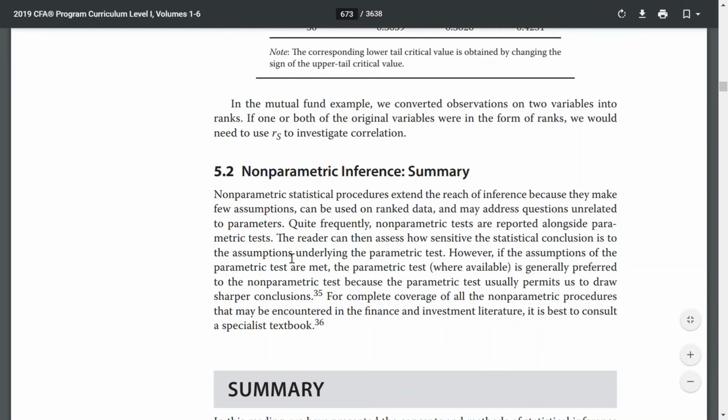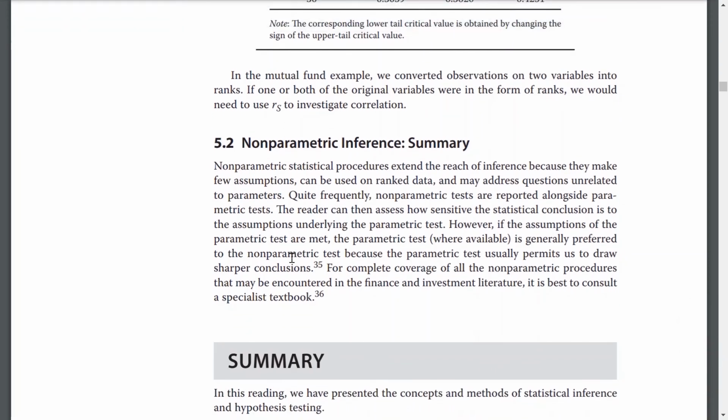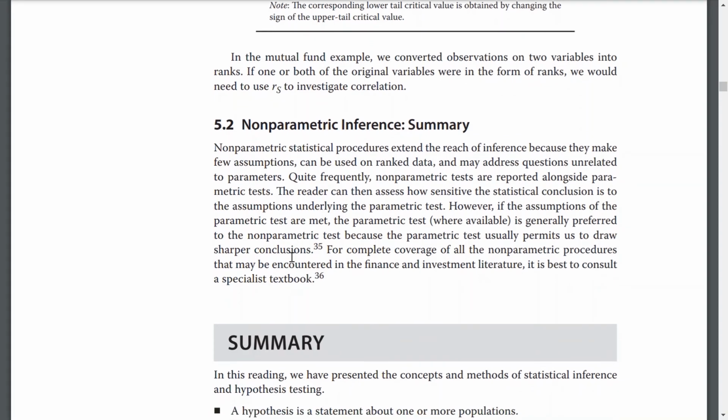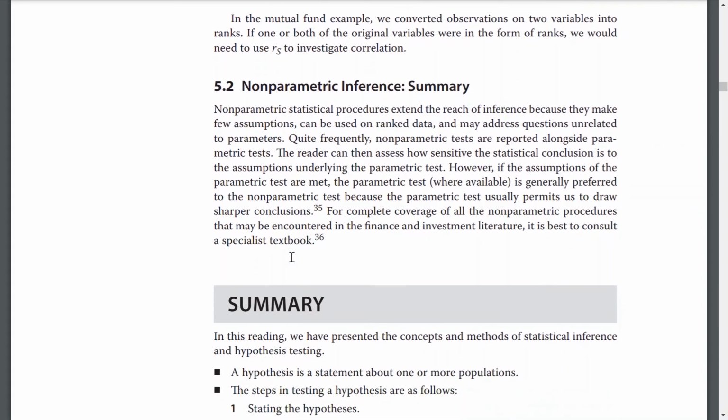Non-parametric inference summary. Non-parametric statistical procedures extend the reach of inference because they make few assumptions, can be used on ranked data, and may address questions unrelated to parameters. Quite frequently, non-parametric tests are reported alongside parametric tests. The readers can assess how sensitive the statistical conclusions are to the assumptions underlying the parametric test. However, if the assumptions of the parametric tests are met, the parametric test, when available, is generally preferred to the non-parametric test because the parametric test usually permits us to draw sharper conclusions.